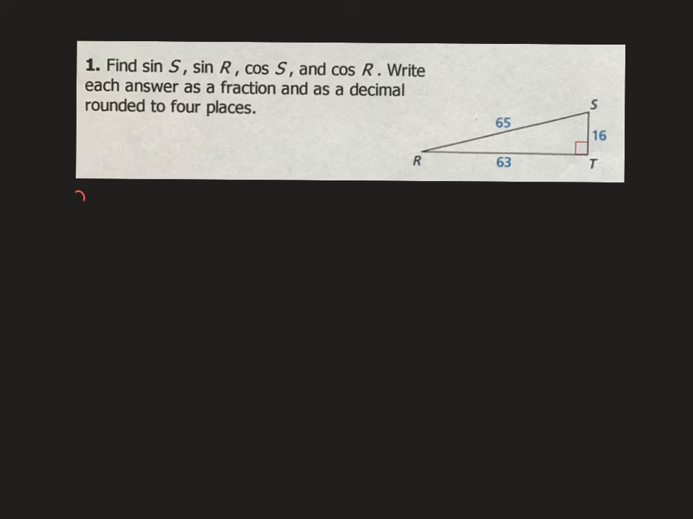So let's start with angle R. So the sine of angle R. So this angle right here, our opposite side is going to be that 16. Our adjacent side is the 63. That's the leg attached to it. And then that 65 is our hypotenuse because it is opposite that right angle. So the sine of angle R is going to be opposite over hypotenuse.